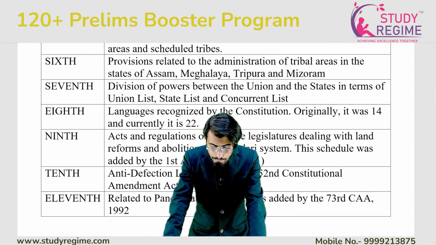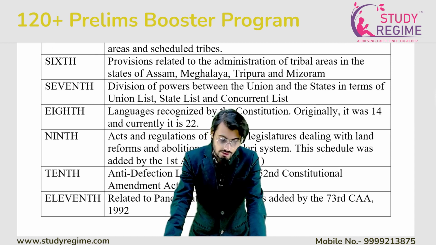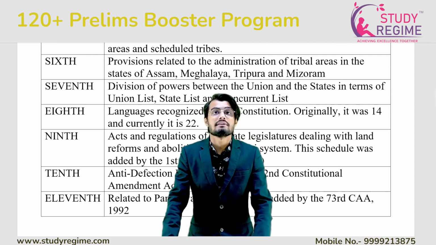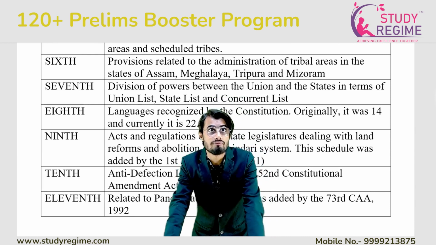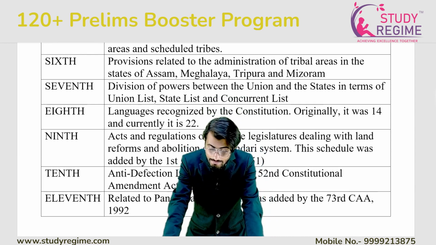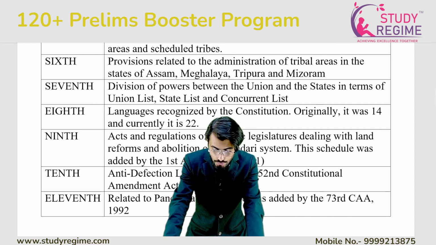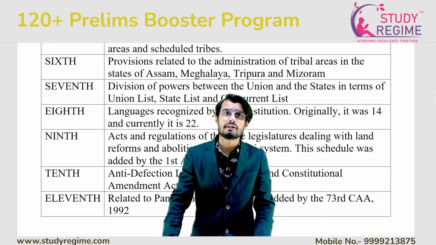Division of powers between the union and states in terms of the Union List, State List, Concurrent List is discussed in the 7th schedule, and then we have the 8th schedule. It recognizes the languages by the Constitution. Originally it was 14, now it is 22.